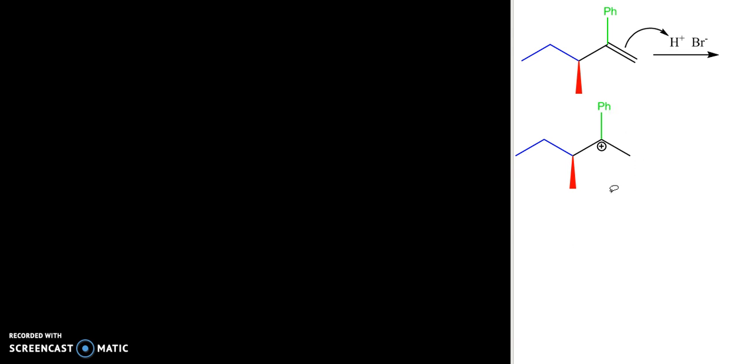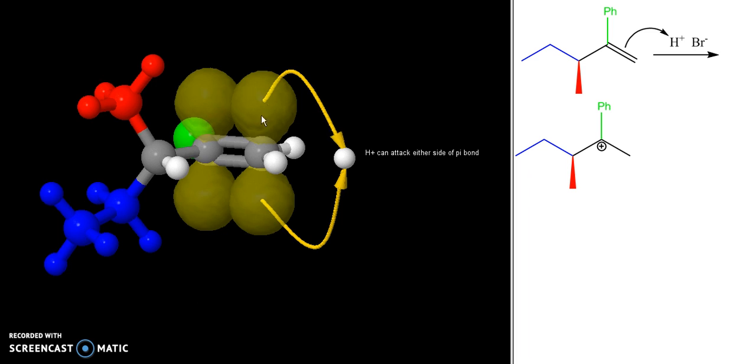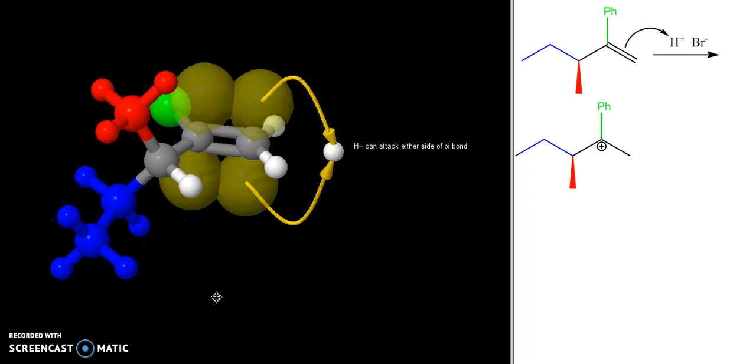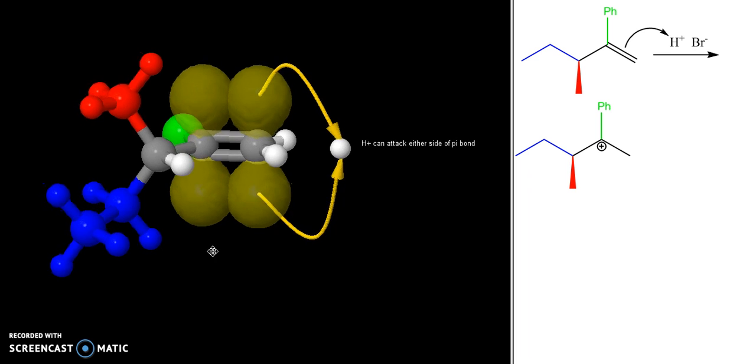I want to look at the three-dimensional structure of this carbocation because there are a couple of important things I want to point out to you. First, you'll notice in my three-dimensional model I've shown the p orbitals that make up my pi bond in my reactant. And I've represented the phenyl group with this green sphere, and I've color-coded the methyl red and the ethyl group blue. And the first thing to keep in mind is that the H plus that gets attacked can react with either side of this p orbital. It can come in from the top, it can come in from the bottom.